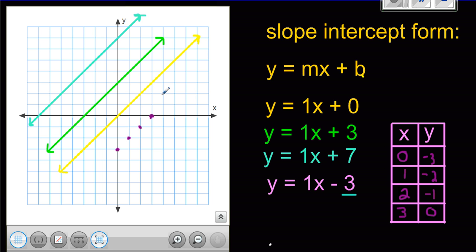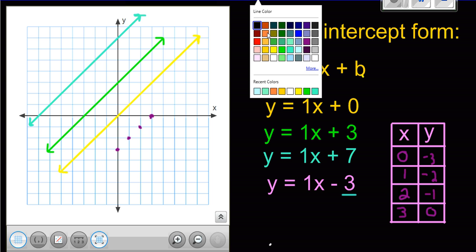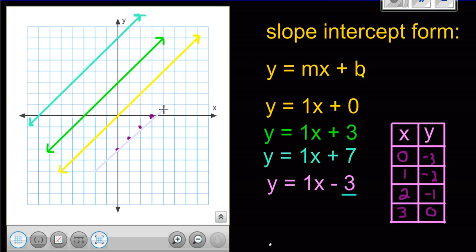And now I can apply my line to this one. And we will just use a color similar to the one we were using with this line. Let's go with pink. And there we have it. Our pink line now. Moving on to the next one.